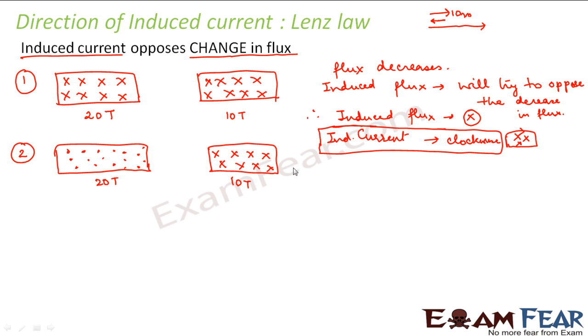So in this case obviously there will be induced current because your flux is changing. Here the direction of the flux itself is changing. So what will be the direction of your induced flux? In this case the direction of the induced flux will be the opposite direction, that is the upward direction. Why is it so? Because the induced flux will try to oppose the change. And what was the change? Change was the downward direction. Earlier it was upward, then it changed to downward direction.